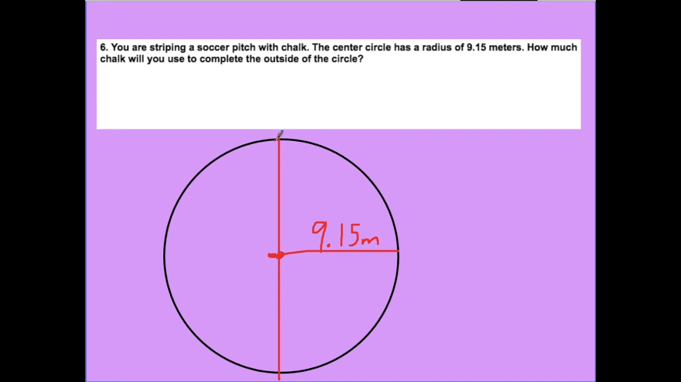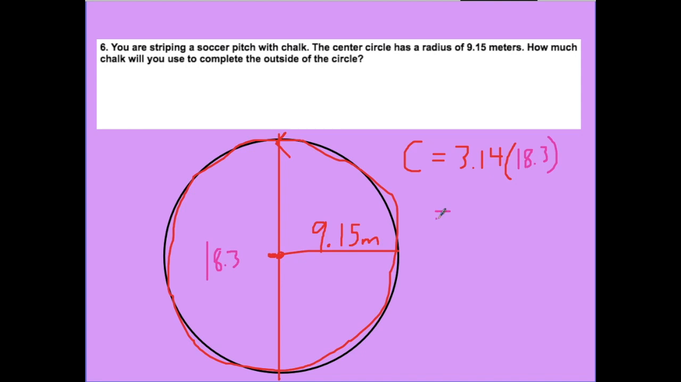So think of a soccer field. You chalk only the outside. You're not filling in the inside. So this is circumference. So I want to know the circumference here. I'm going to do pi times diameter. Well, we don't have the diameter. We have the radius. So we'll have to multiply that by 2. So if I multiply it by 2, I get 18.3 for the diameter. So I'm going to do 18.3 here. And then go ahead and multiply by pi.